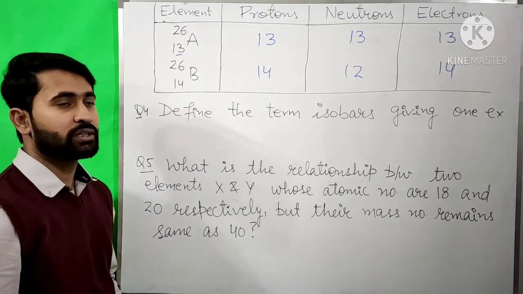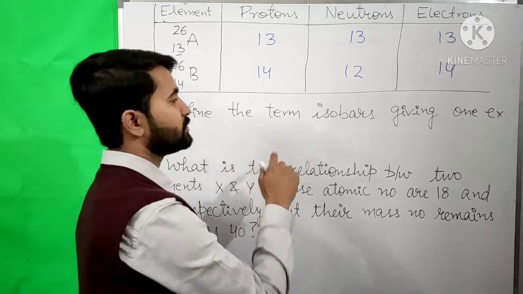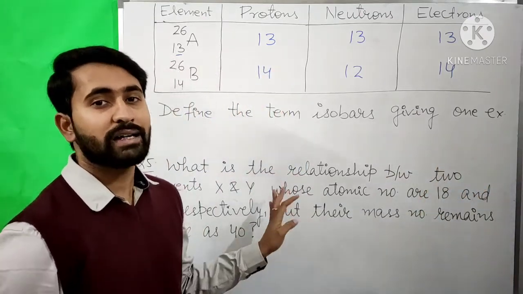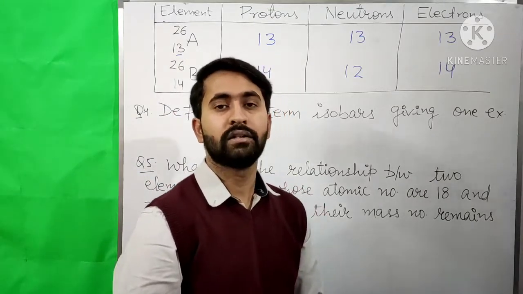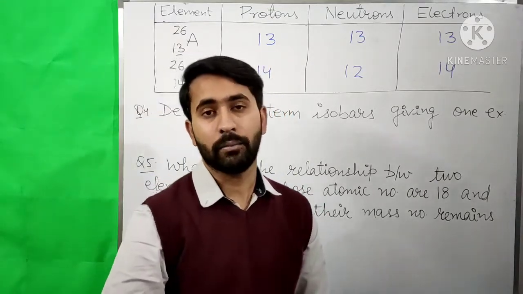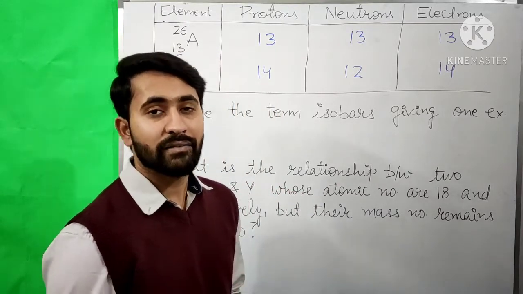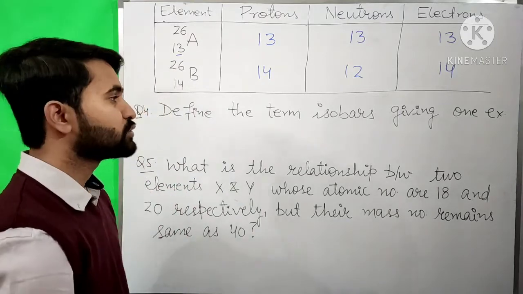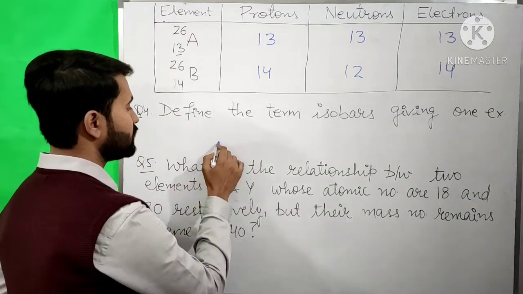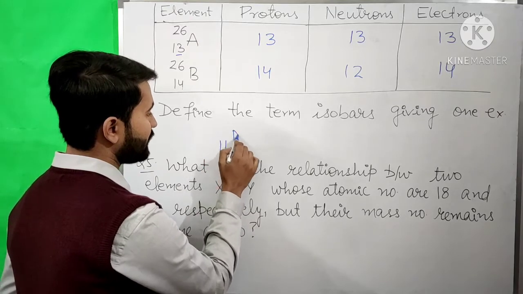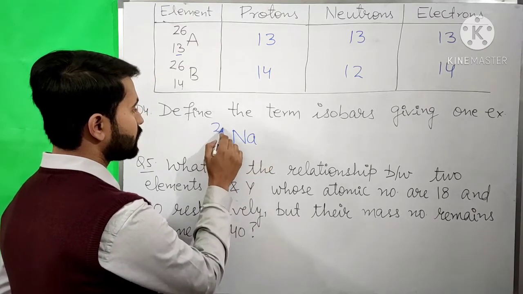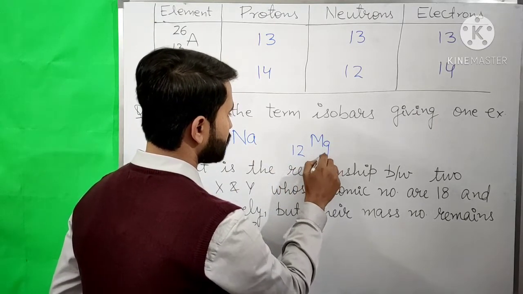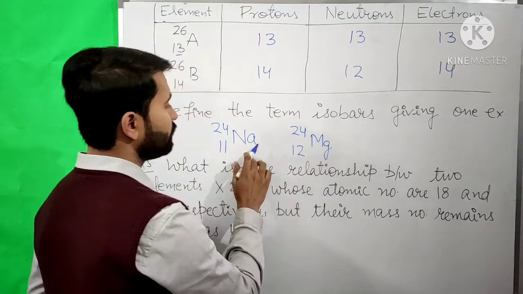Now our next question is, define the term isobars giving one example. Isobars are the atoms of different elements which are having different atomic number, but they are having same mass number or same atomic mass. So example of isobars are 11Na24 and 12Mg24. These are the pair of isobars.